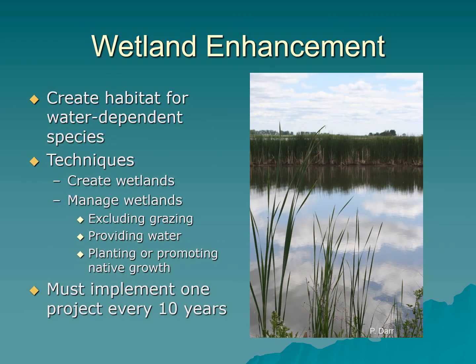And next we have wetland enhancement. This is creating habitat for water-dependent species. Some of the techniques you can use are creating wetlands or managing existing wetlands, and you can exclude cattle from them so they're not grazing in the wetlands. You can provide water. You can plant or promote native plant growth, and this is also a 10-year practice.